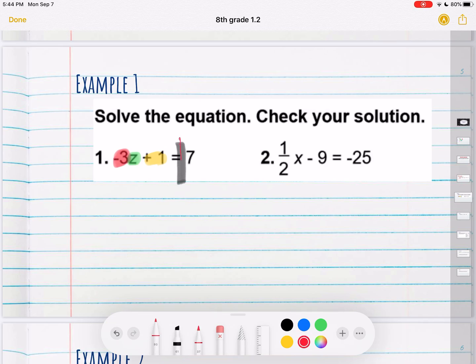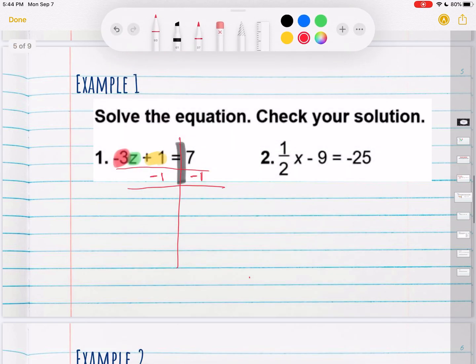Now I'm going to make my t-chart and start isolating z. So again, we said we're going to get rid of that plus 1 first. To get rid of a plus 1, we subtract 1. And remember, on equations, you do things on both sides. Make sure you are setting it up with the t-chart method, because that just really helps you keep organized and make sure you are doing things to both sides. So when I subtract 1 from the left, I'm just left with that negative 3z. And when I subtract 1 from the right, I'm left with 6.